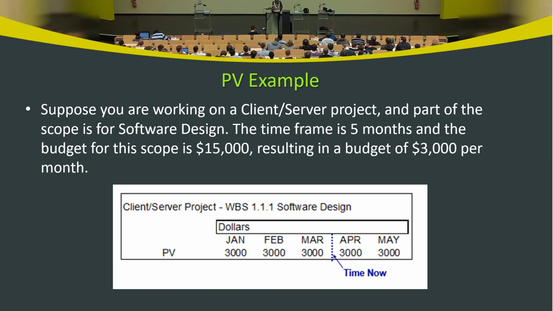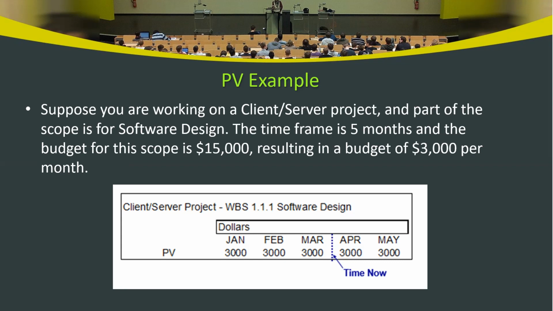Suppose you're working on a client server project and part of the scope is for software design. The time frame is 5 months, and the budget for this scope is $15,000, resulting in a budget of $3,000 per month. So $3,000 per month means it's a periodic budget, right? Per period. And the total time frame is 5 months.